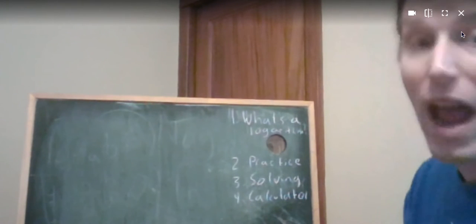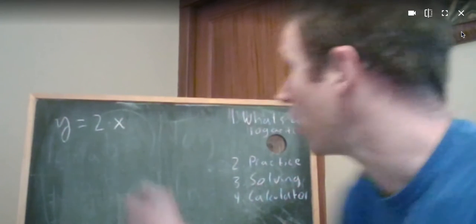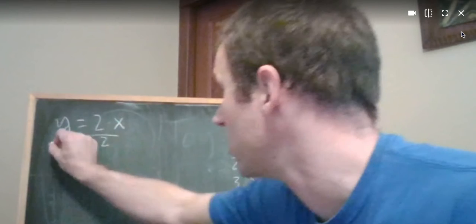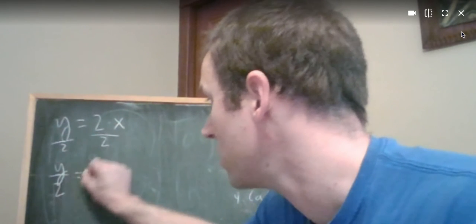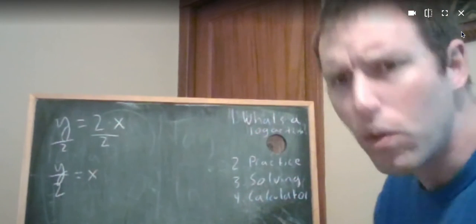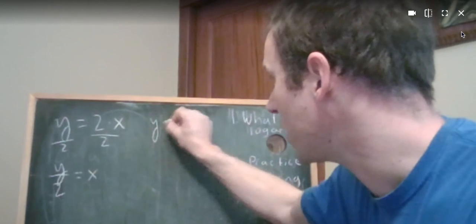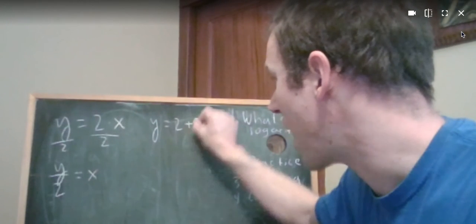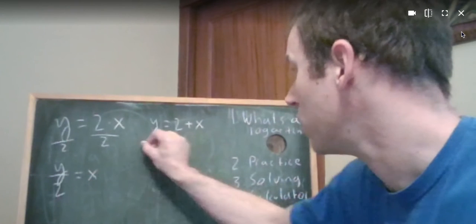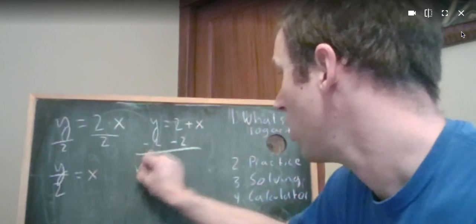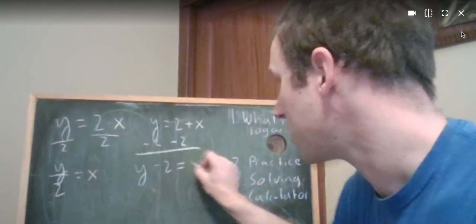So back in Algebra 1, you would solve an equation like y equals 2 times x. You said, great, the opposite of multiplication is division. Divide by 2, and I get that y divided by 2 is x. Or you'd see something like y equals 2 plus x. Okay, what's the opposite of addition? Subtraction. Minus 2, y minus 2 equals x.